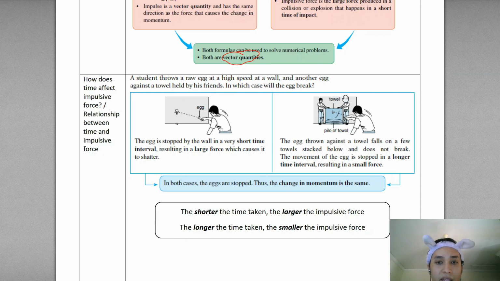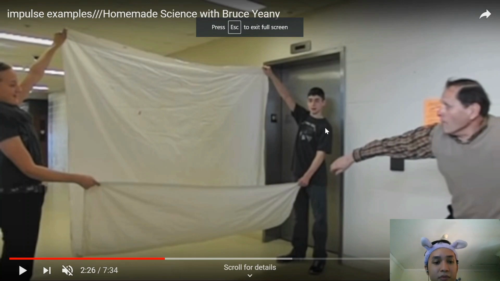So, if you look at the example here, a student throws a raw egg at high speed to a wall. Another one they throw to a towel. Which one will break? So obviously the one that hits the wall will break, instead of the one with the towel. So why does this happen? Let's look at the example here.